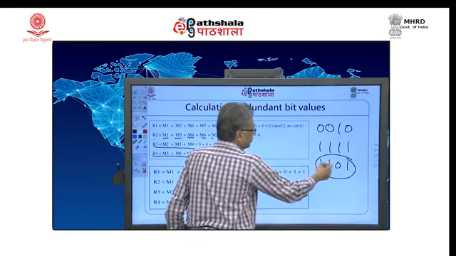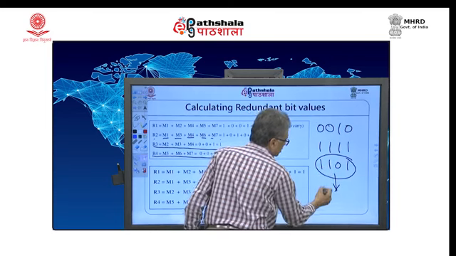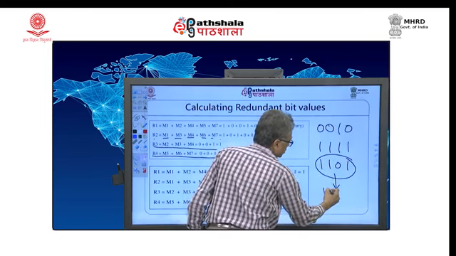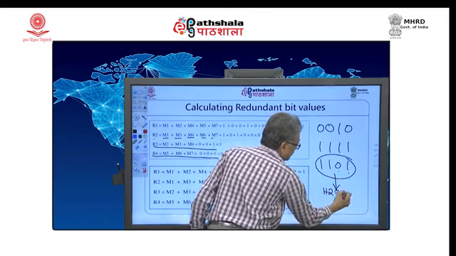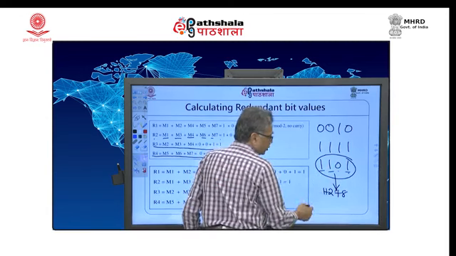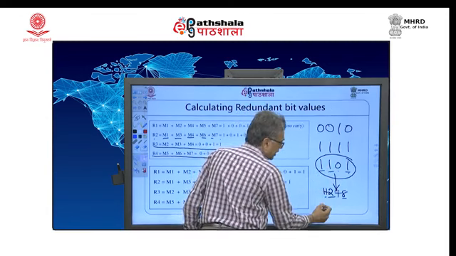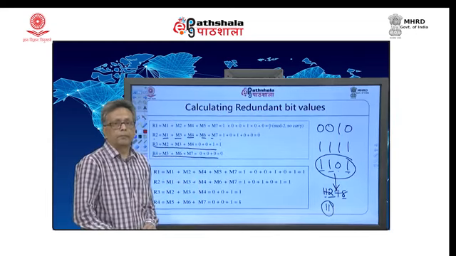What do they represent? Each bit represents something. This is the first, this is bit 2, this is 4 and this is 8. So, if I add their respective positions, 1 plus 2 plus 8, that makes it 11. That means the 11th bit is inverted.